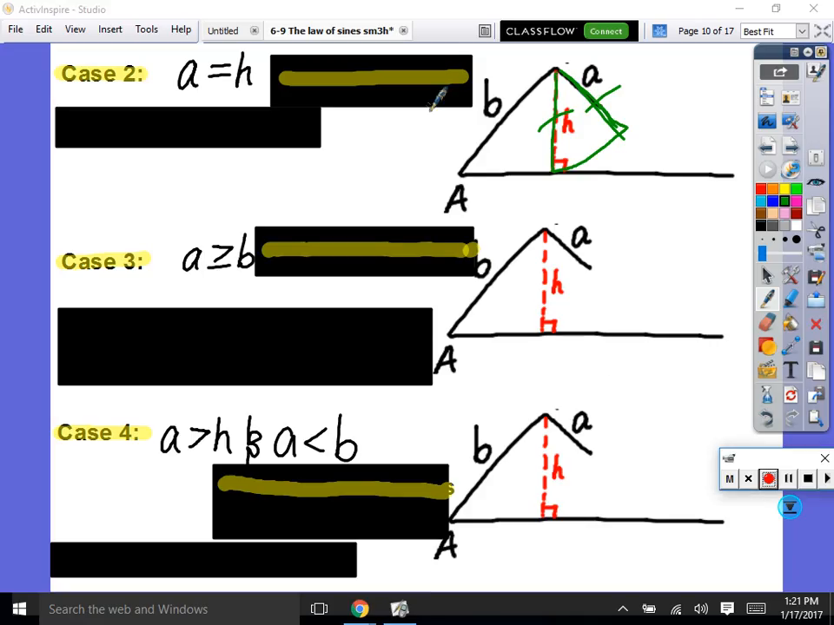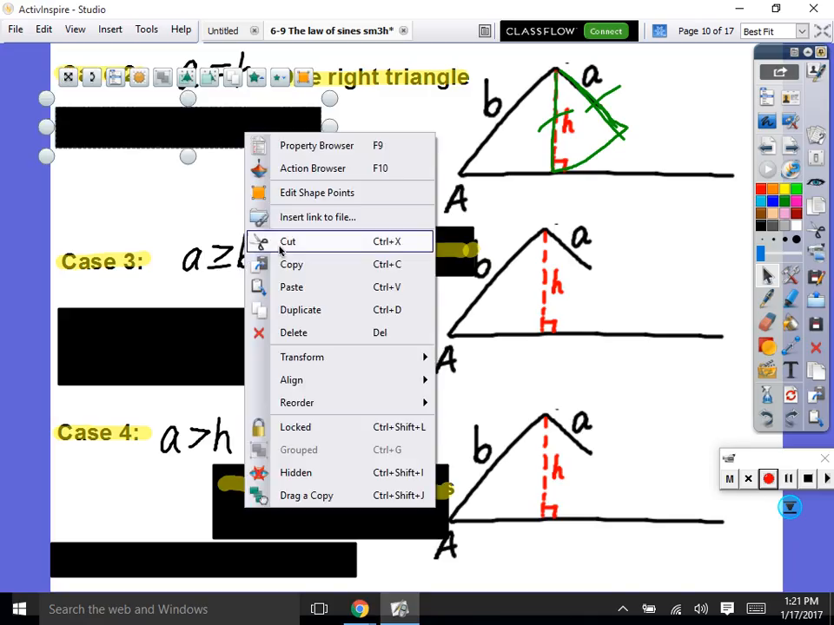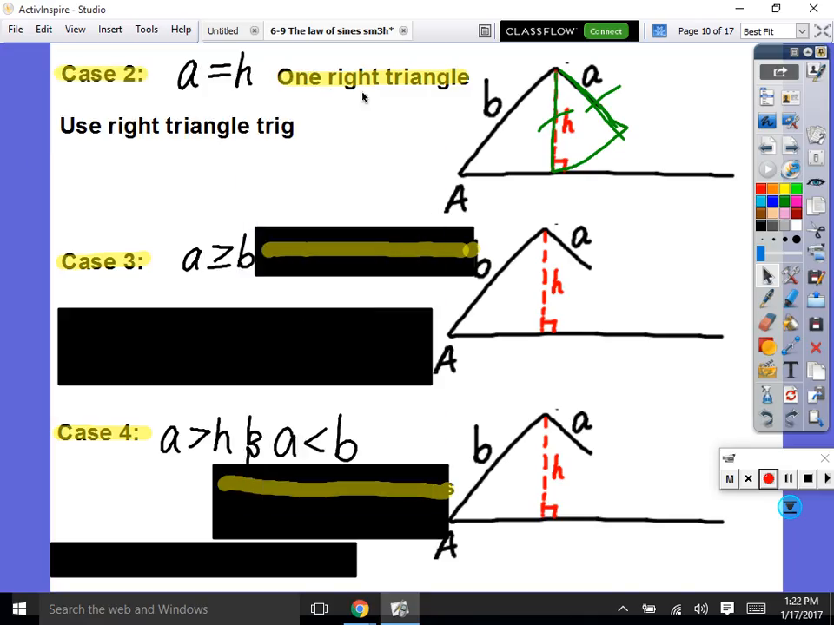Okay, you guys are awesome. You said one right triangle, which is true. So if A happens to be the same as the height, you guys, you could use the law of sines, but you could also use right triangle trig, which is easier, kind of, just because we practiced it more.